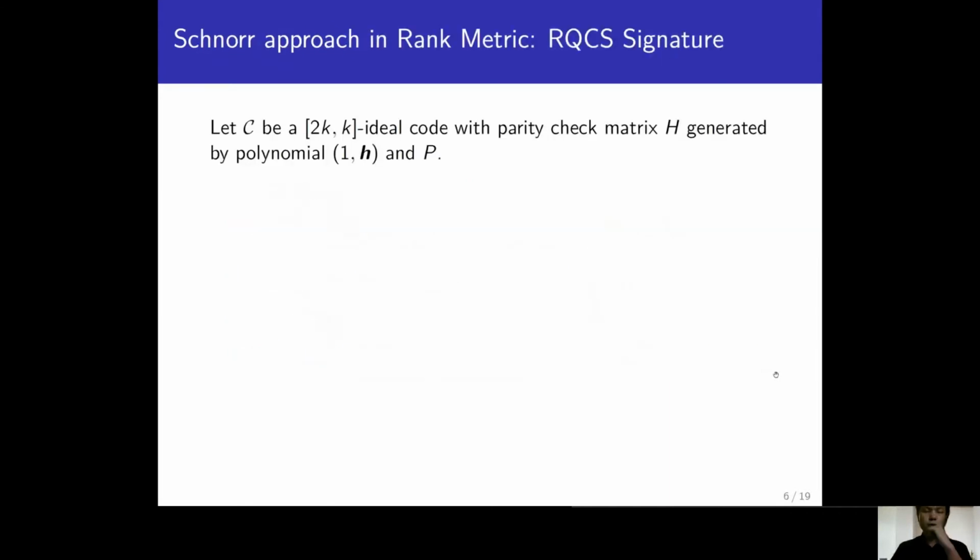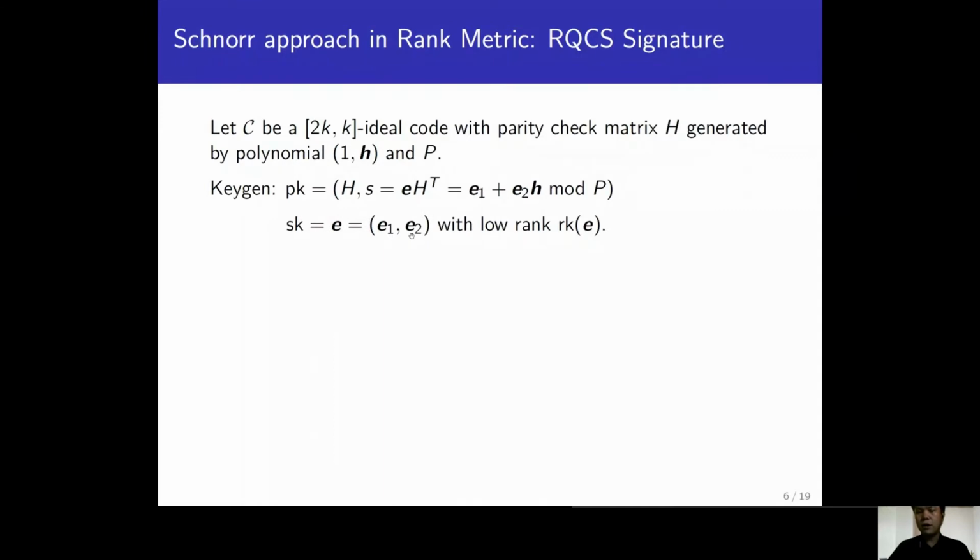Now I'm going to give a rough idea of how we apply the Schnorr approach in rank metric. I'm just quoting one example, the RQCS signature. We consider a [2k, k] ideal code with a parity check matrix H generated by polynomials 1 and h, and P. The public key for this signature scheme is the parity check matrix H and a syndrome S. The syndrome S is computed by multiplying E and H transpose, where E is chosen over polynomials with low rank. I'll give the definition of rank later.